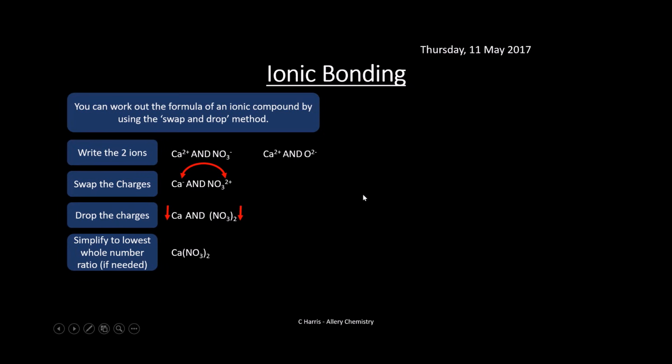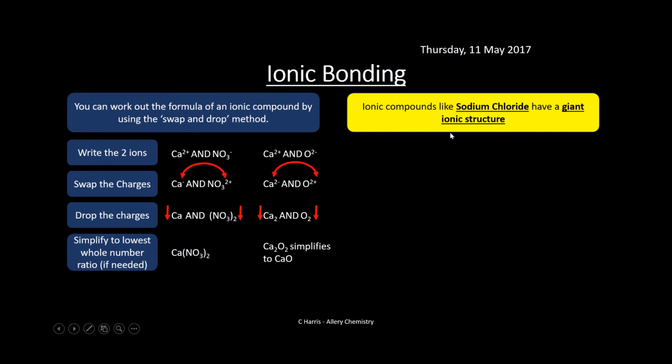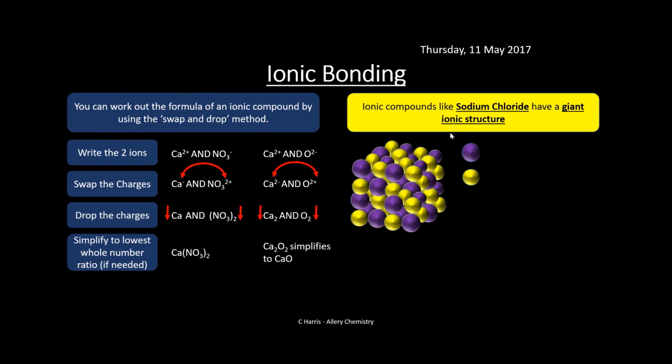Let's look at another example. Calcium, Ca2+ and O2-. Write the ions down, swap the charges over, drop the charges, and then simplify. So Ca2O2 can be simplified to CaO, and that is the formula. That is calcium oxide. Ionic compounds like sodium chloride have giant ionic structures.